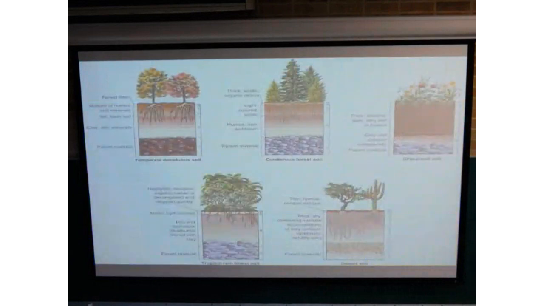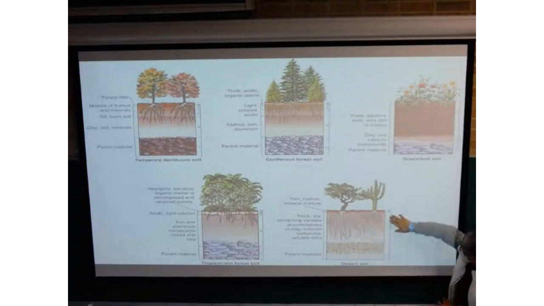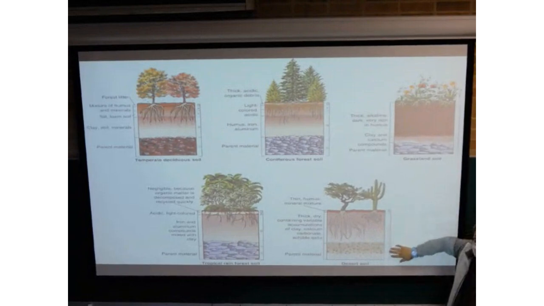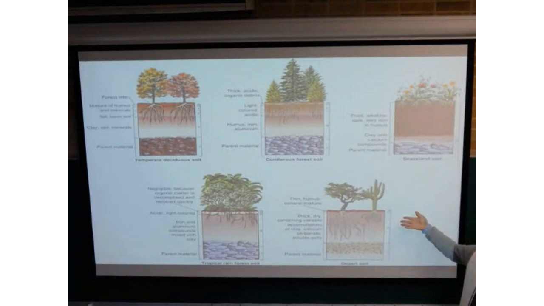And each location has a different amount of soil profile types. Some areas have more various types of horizons. Some areas have only A, B, C horizons. For example, the desert area has just A, B, C, with a thin A horizon, thick B horizon, and C horizon. There's no O horizon, no E horizon. Why can't we find the E horizon in the desert area?